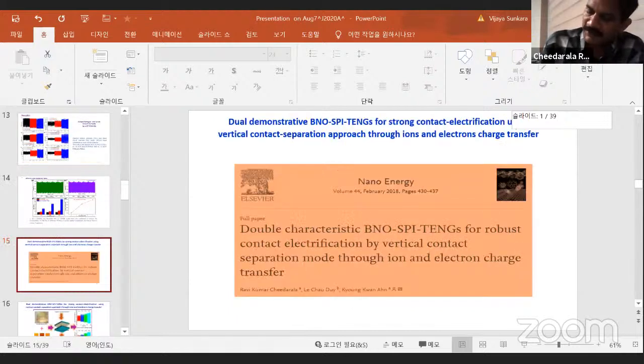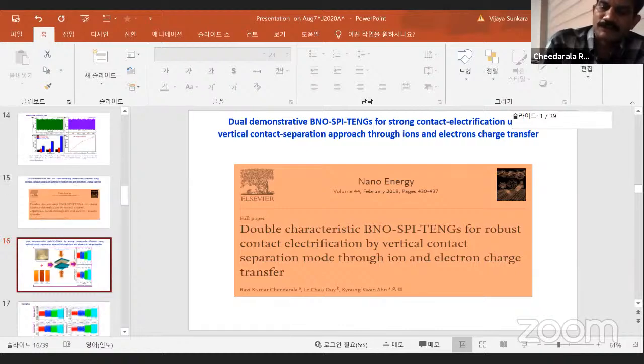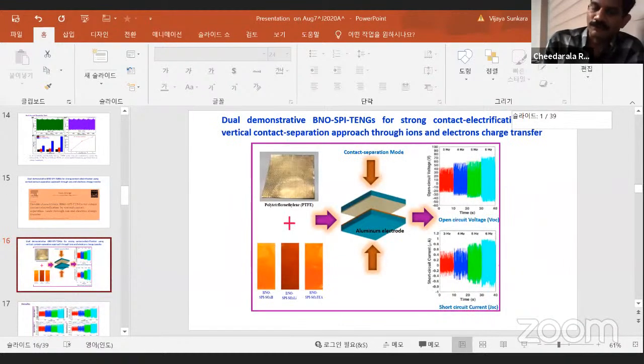And the other material we developed is called the dual-functional BNO-SPI TENG, for strong contact electrification in a vertical contact separation approach through ion and electron charge transfer. In this, we developed a specific design. There are 2 different materials inserted in one polymer, an electropositive material that is acting continuously through electrons and ions.